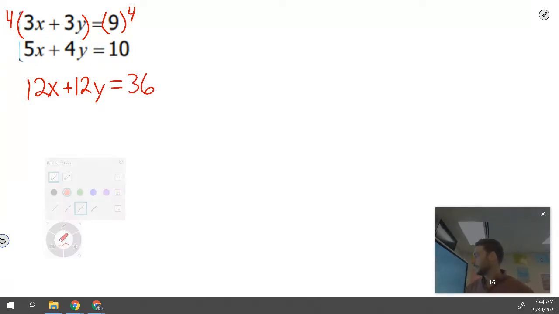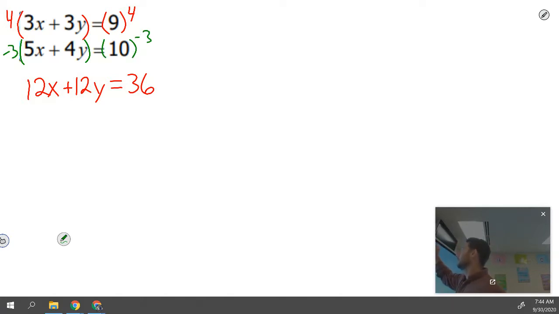And now the bottom equation, we need our y to be 12, but not just 12. We need it to be a negative 12 so that when we add these together, we get one positive, one negative, and they cancel out, right? So I will multiply the bottom equation by -3. Not just 3, but -3. So that when I do this, I'll have -15x minus 12y. That's the point we needed, right? 12y and -12y. That's the good stuff. Is equal to -30.